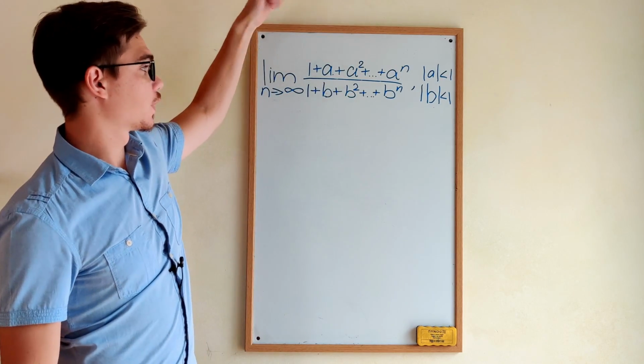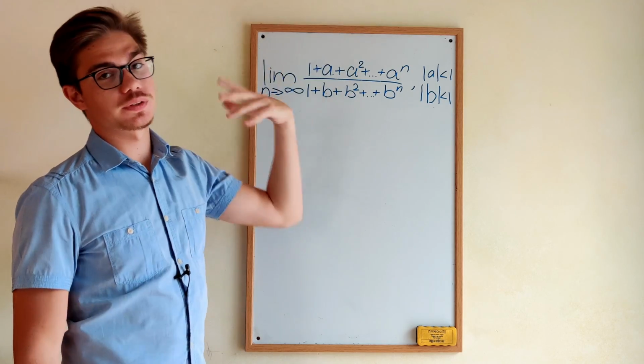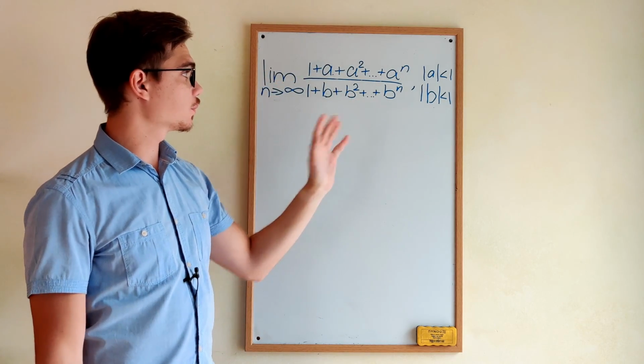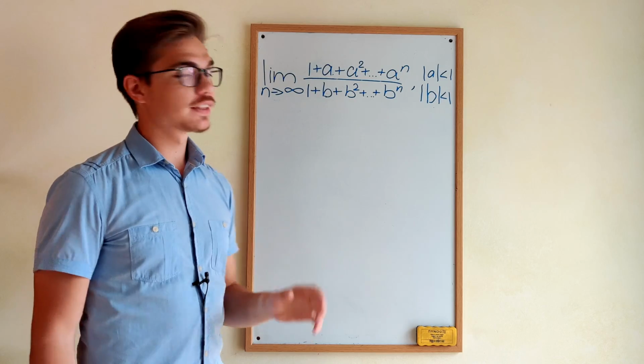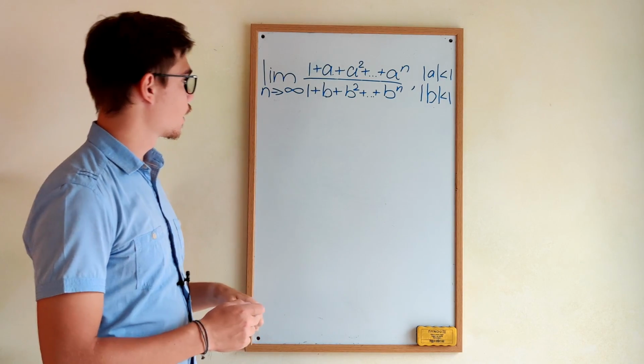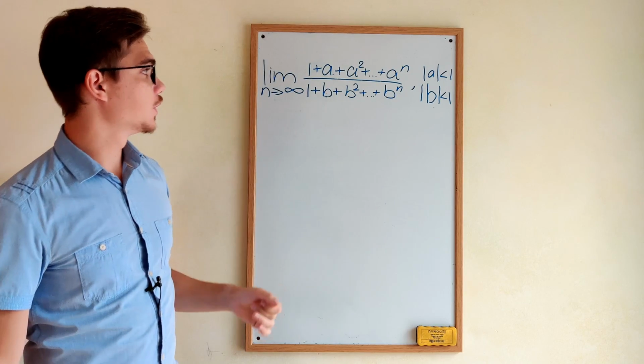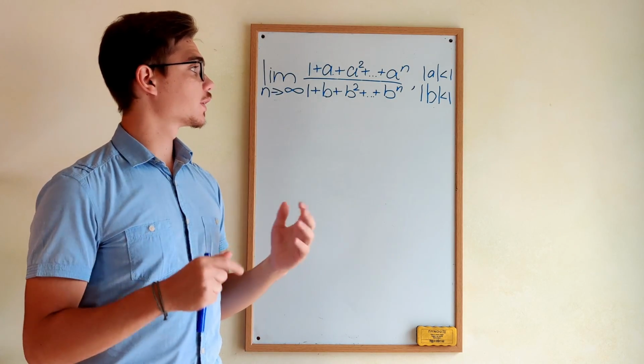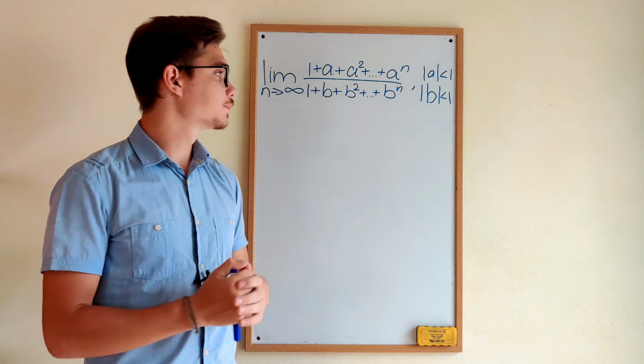In the numerator we have 1 plus a squared plus a cubed plus a to the fourth and so on, plus a to the n. And the same thing at the denominator but with number b. We also have n approaching infinity, which means that the sums get only longer and longer.